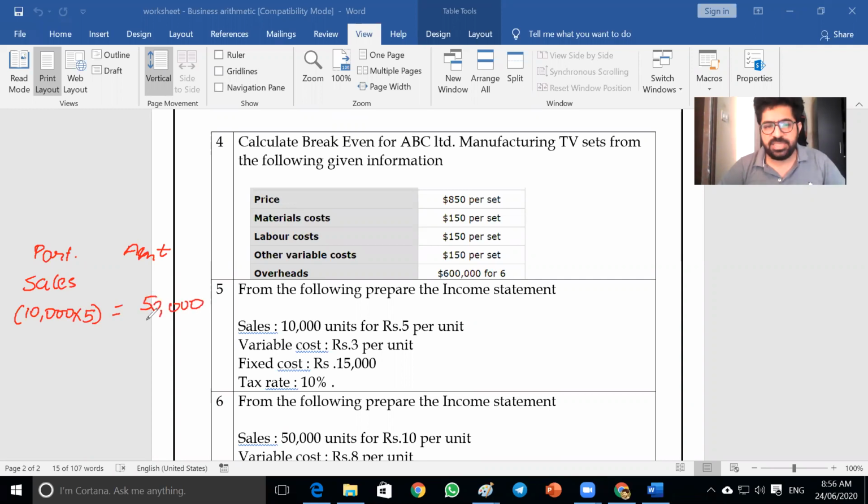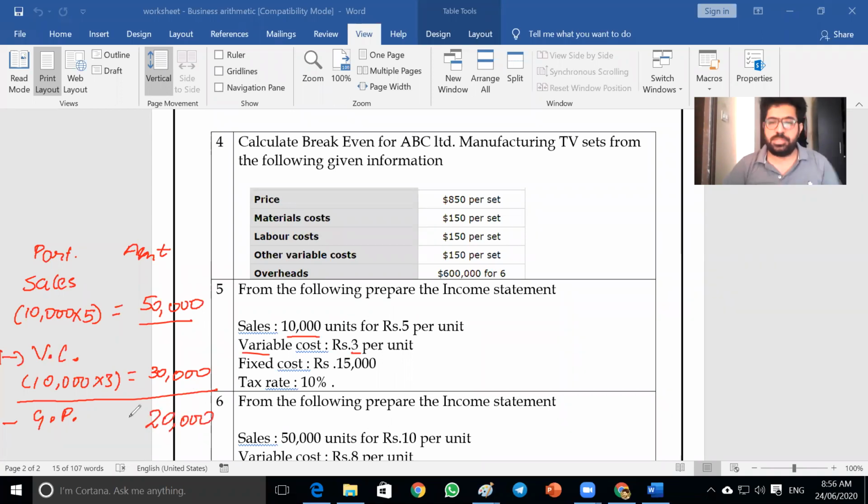50,000 as my sales. Now, after sales, you will deduct the variable cost. Variable cost is given in the question. That is, variable cost is rupees 3 per unit. अब अगर units दी हुई हैं, so multiply the units with the variable cost. So 10,000 into 3, variable cost is 30,000. After deducting variable cost from sales, it will be gross profit. So 50,000 minus 30,000, gross profit is 20,000.